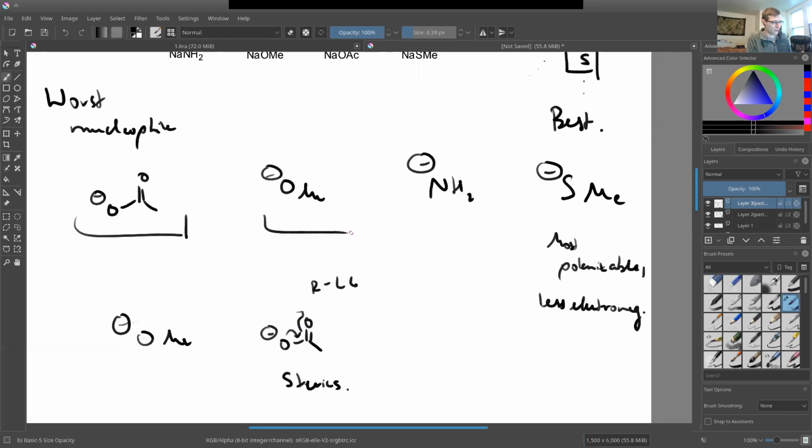But okay, this one here, O-methyl, this is great for E2, not that great for SN2, right? In fact, we just showed it's a pretty bad nucleophile, at least when you compare it to all this other stuff. So this would be good for E2, right? And then this over here is good for SN2.